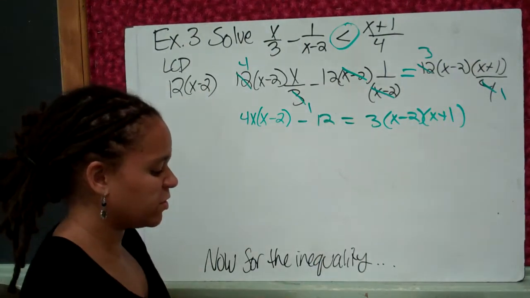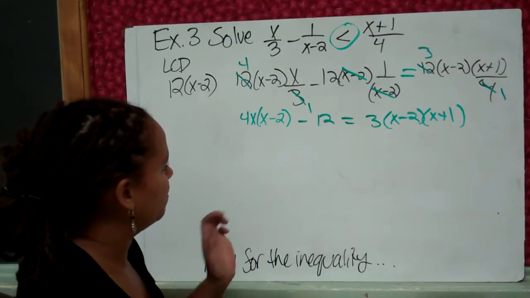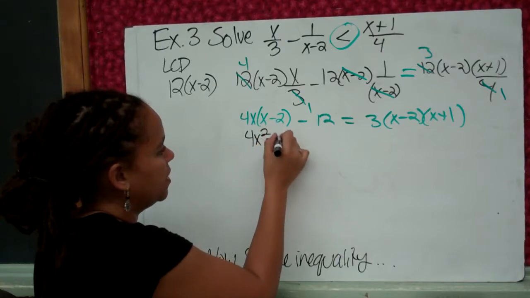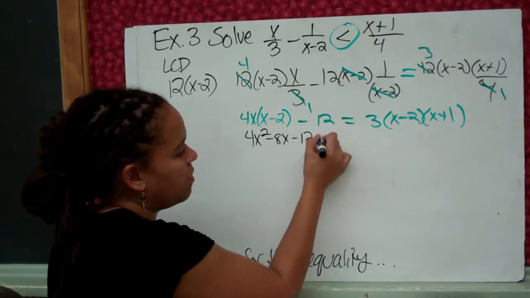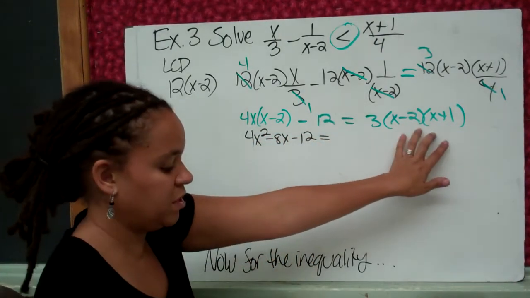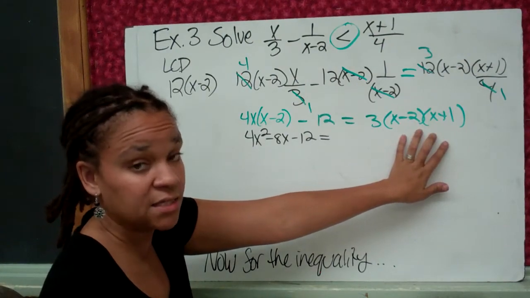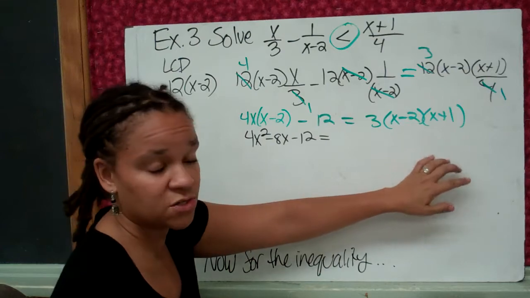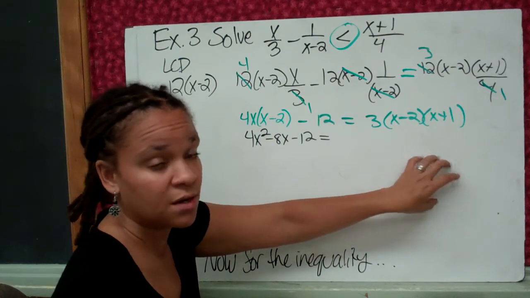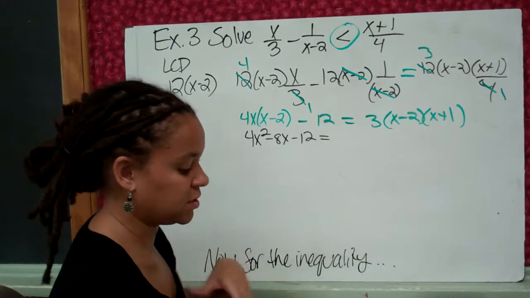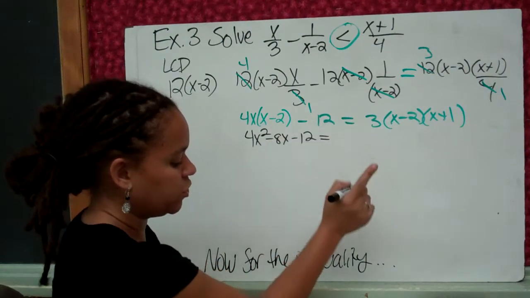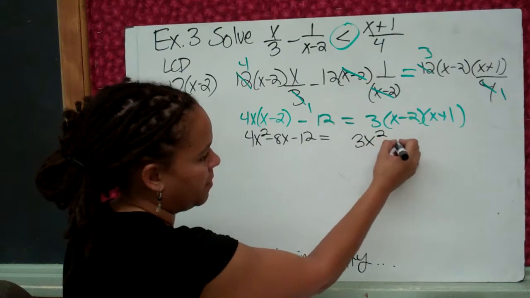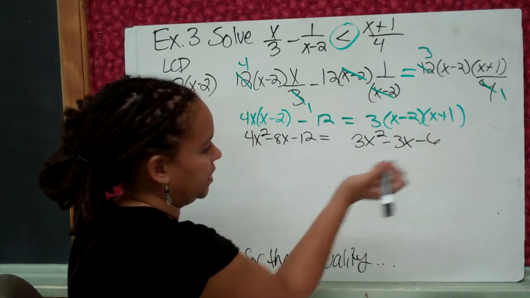All right, I know it looks like crazy stuff, but we're going to get there. Here we're going to distribute, so we have 4x squared minus 8x minus 12 is equal to, this we need to FOIL: first, outside, inside, last. So you want to FOIL first and then distribute the 3. If you'd like to do that, you could take your time now, pause and do it. Otherwise, I'm just going to give the answer because I know you know how to FOIL. So once you distribute the 3, we're going to end up with 3x squared minus 3x minus 6.